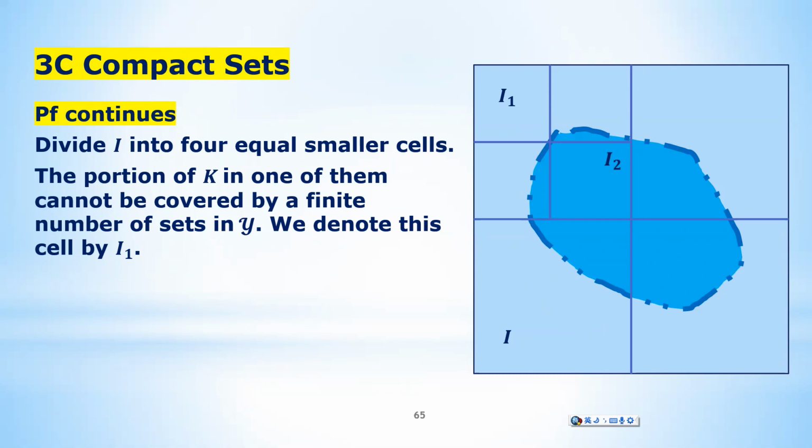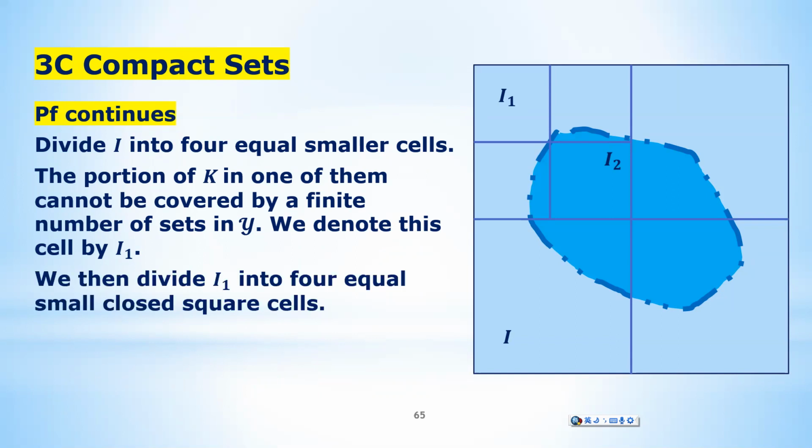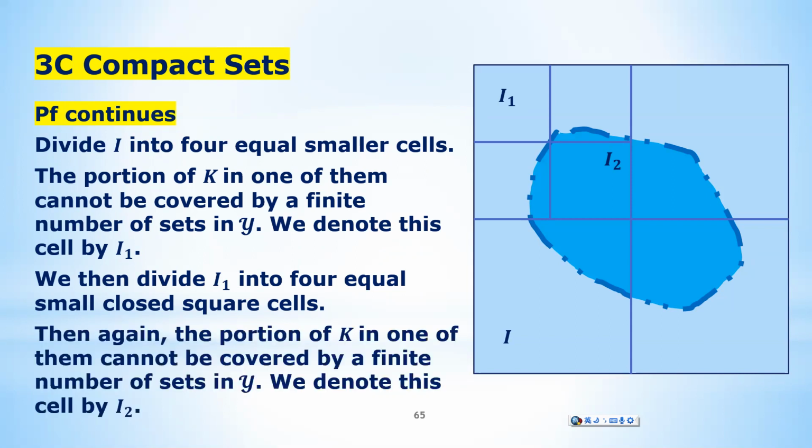Obviously, if after you divide, each smaller portion can be covered by a finite number of them, then the whole thing can also be covered by a finite number of them, right? So as we assumed at the very beginning that it cannot be covered by a finite number of open sets, one of them cannot be covered by a finite number of sets. We denote this cell by I1, okay? Then I continue to divide I1 into 4 equal small closed square cells. Again, the portion of K in one of them cannot be covered by a finite number of sets in Y, and we denote this by I2.